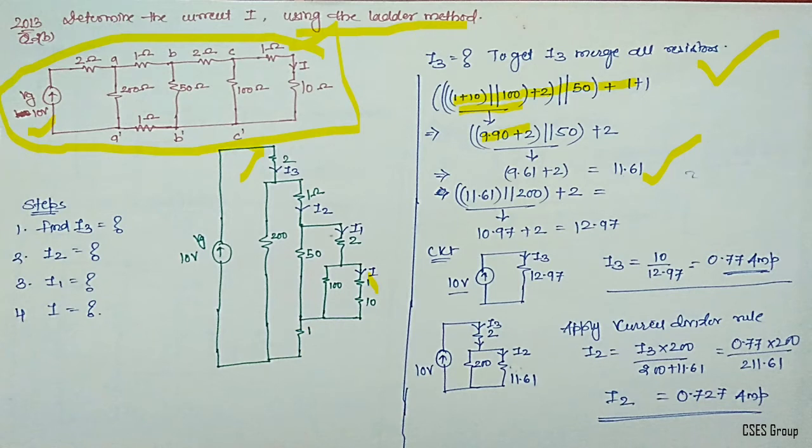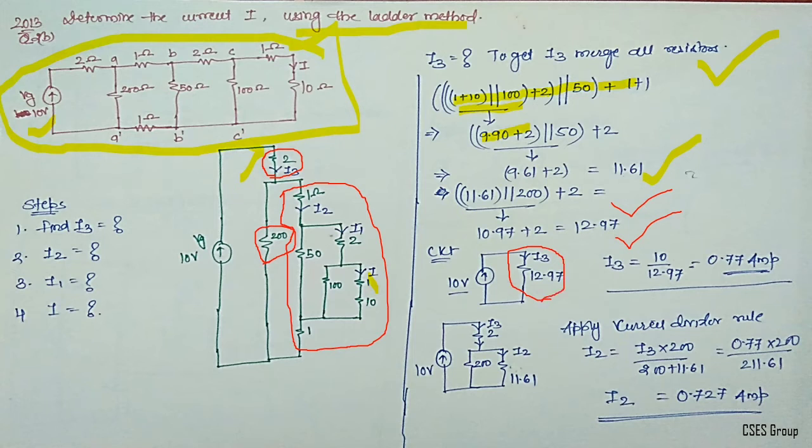Okay, so this 11.61 resistance is for this network. 11.61 is now in parallel with this 200 ohms, and whatever comes is in series with 2 ohms. If you do this calculation which I have written here, you will end up with 12.97. So 12.97 is the overall resistance of the complete circuit, that means from here to here.